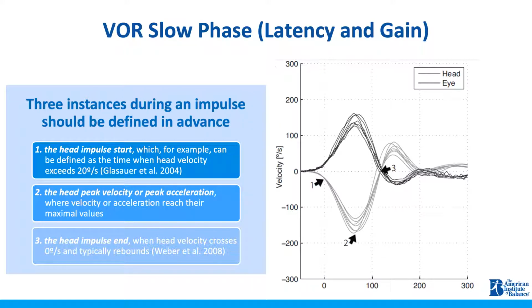And so now that we know what a normal VOR response looks like, right? This is that 1-to-1 relationship. We're seeing that the head and the eyes are moving in equal and opposite directions. Let's talk about what a dysfunctional VOR would look like.